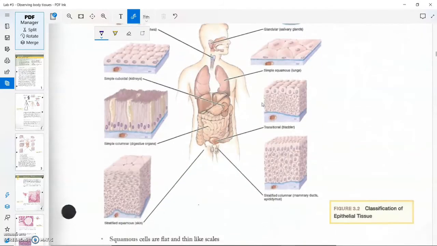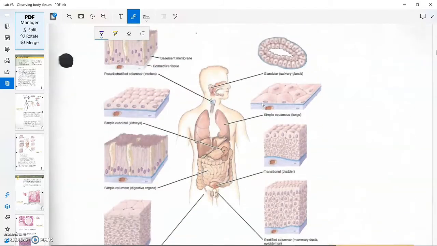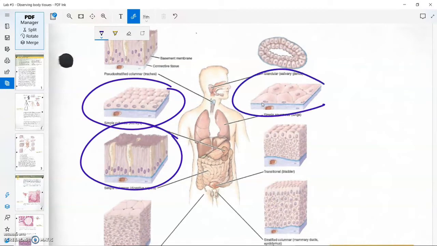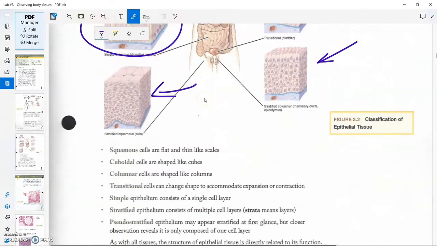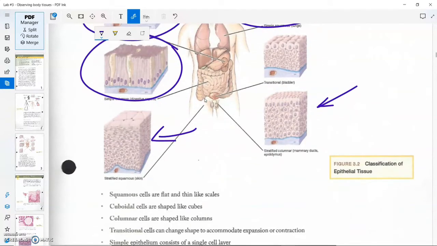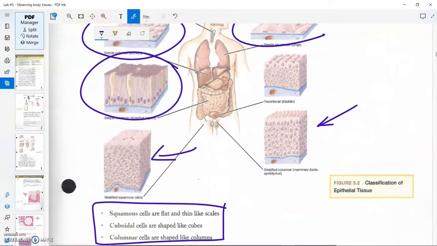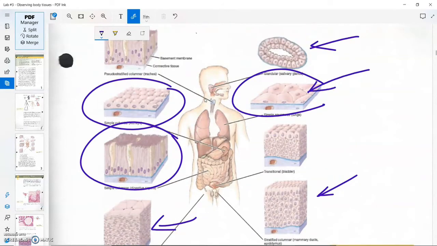Epithelial tissues can be classified based on the number of layers. If only one layer, it's going to be simple, and if multiple layers, like here and here and here. And they can be classified based on the shape of the cells. So squamous, cuboidal, and columnar. Here you can see flat squamous cells, cube-like cuboidal cells, and elongated columnar cells.